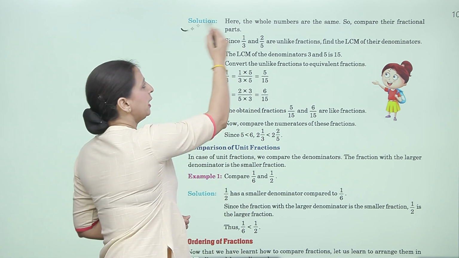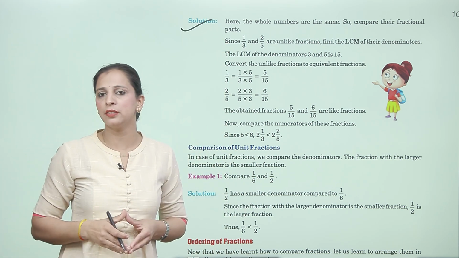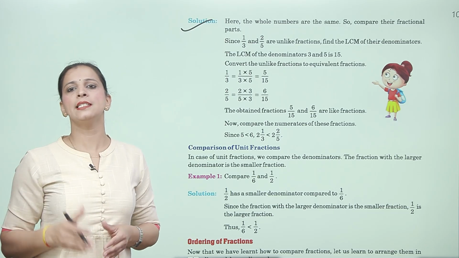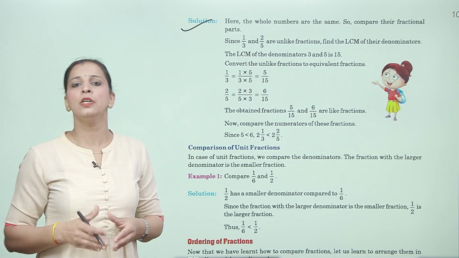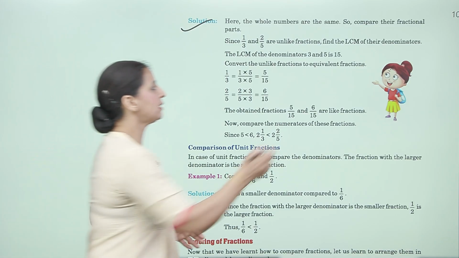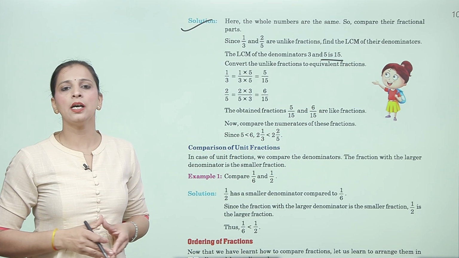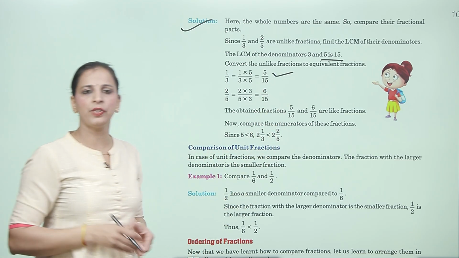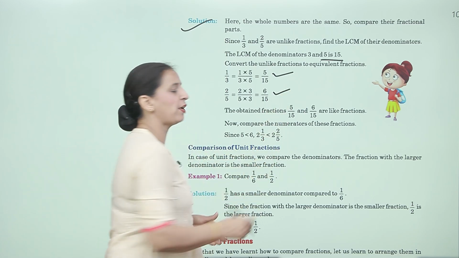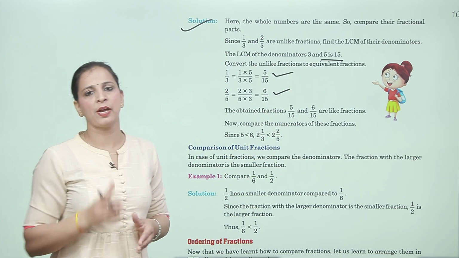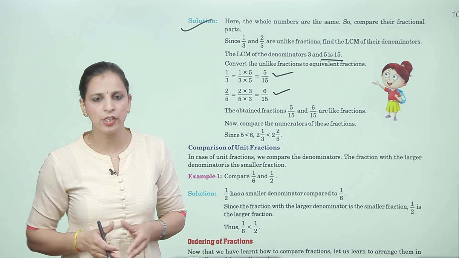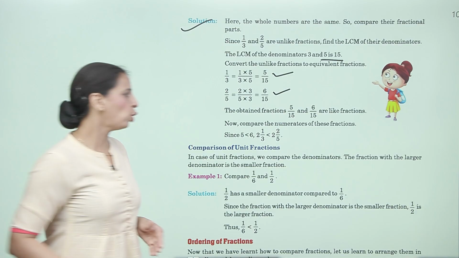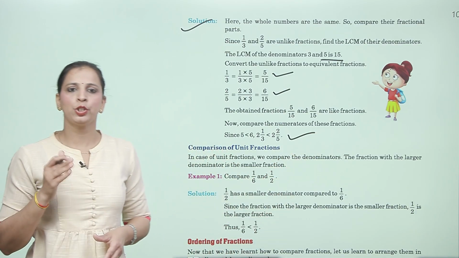Now solution, here the whole numbers are the same, so compare their fractional parts. Since 1 by 3 and 2 by 5 are unlike fractions, find the LCM of their denominators. The LCM of the denominators 3 and 5 is 15. Convert the unlike fractions to equivalent fractions. 1 by 3 multiplied by 5 becomes 5 by 15. 2 by 5 multiplied by 3 becomes 6 by 15. The obtained fractions 5 by 15 and 6 by 15 are like fractions. Now compare the numerators of these fractions. Since 5 is less than 6, so 2 and 1 by 3 is less than 2 and 2 by 5.